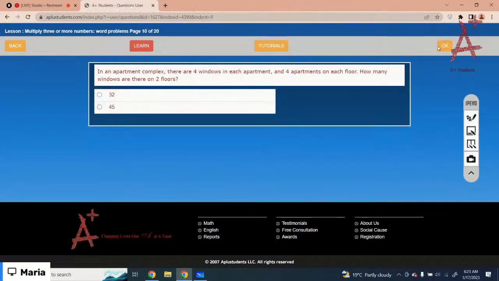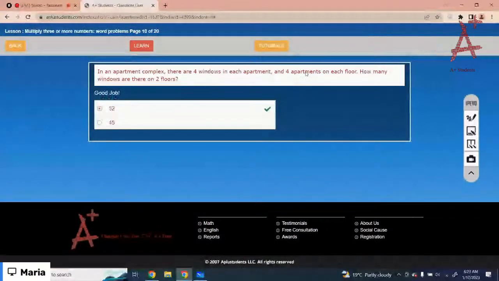Okay, the next one is in an apartment complex, there are 4 windows in each apartment and 4 apartments on each floor. How many windows are there on 2 floors? So you have to do 4 times 4 times 2. Got it? 4 times 4 is 16, and 16 times 2 is 32. Got it? That means the total windows are 32. Okay, you can complete the test by yourself later today.